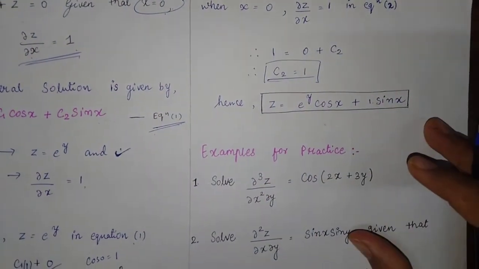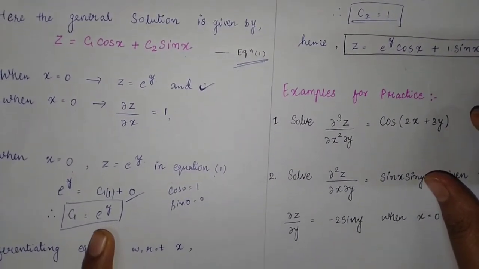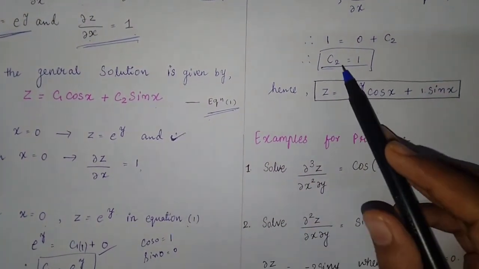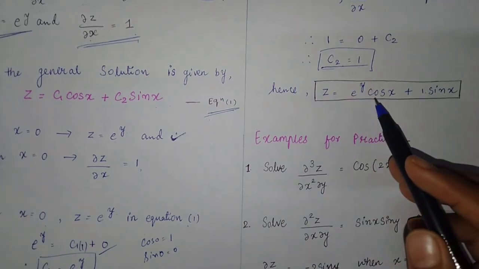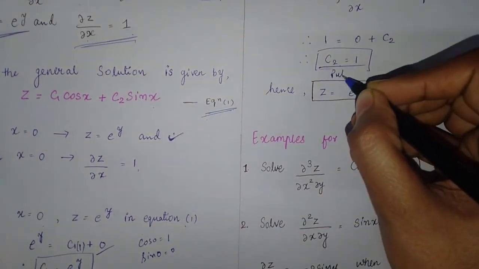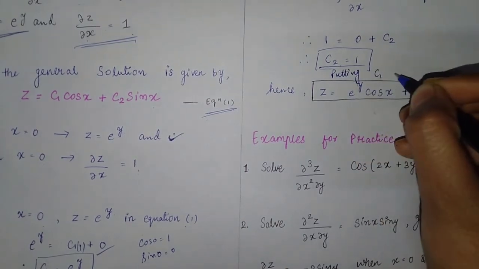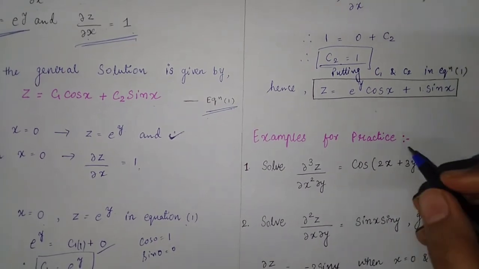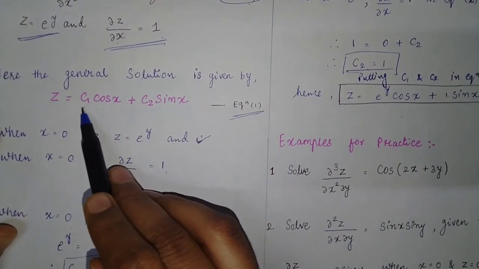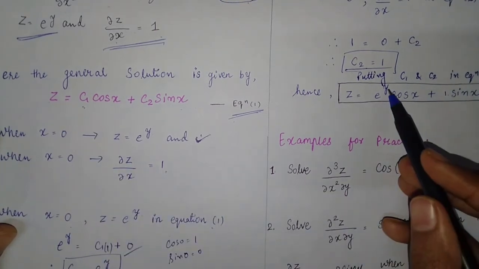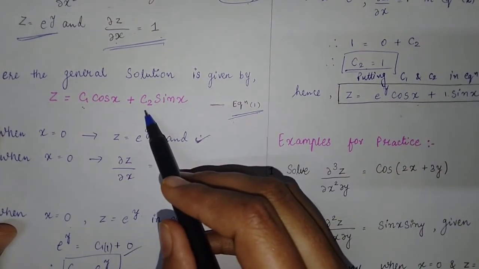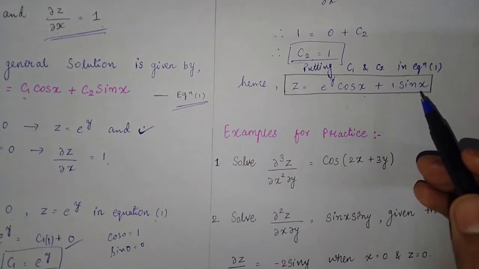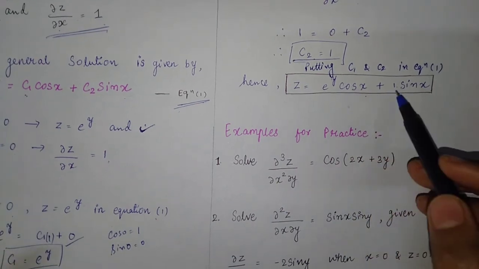Okay. So we got the values of c1 and c2. Now we will put both these values, c1 and c2, in equation number 1. Putting c1 and c2 in equation 1, if you put the value of c1 here, then we will get e raised to y cos x plus the value of c2 is 1, so 1 into sin x. So the final answer is e raised to y cos x plus sin x.